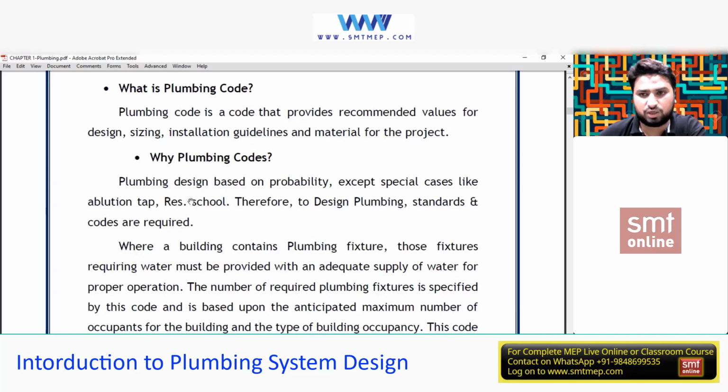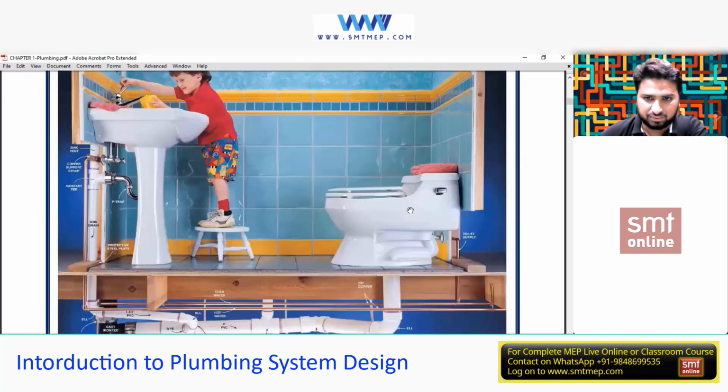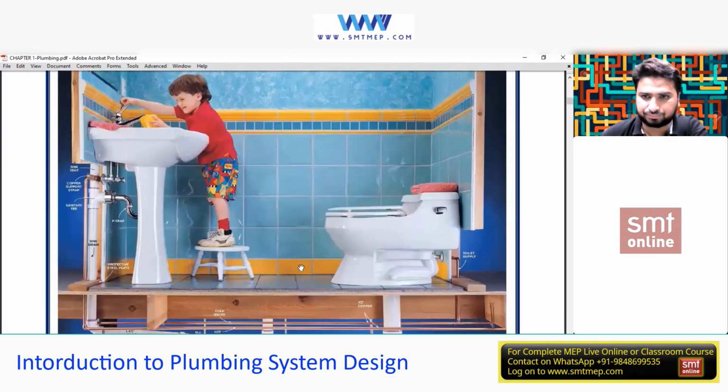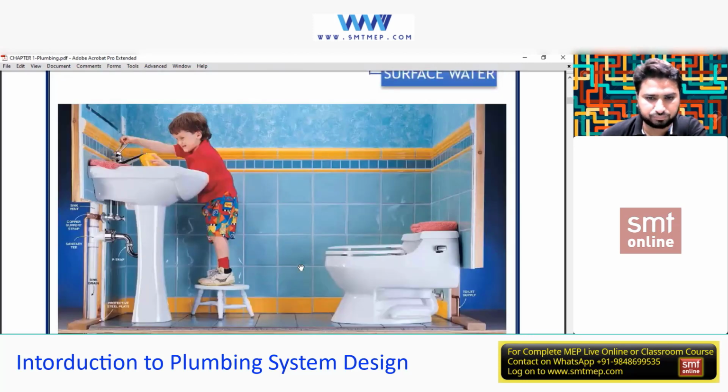So what is happening over here: whenever you deal with plumbing design, mostly in the residential, we do the pipe sizing mostly on what? The probability basis. Now, what do you mean by probability? Can I say chances? For example, I'll give you one simple example. This is a bathroom, yes or no? Yes, sir.